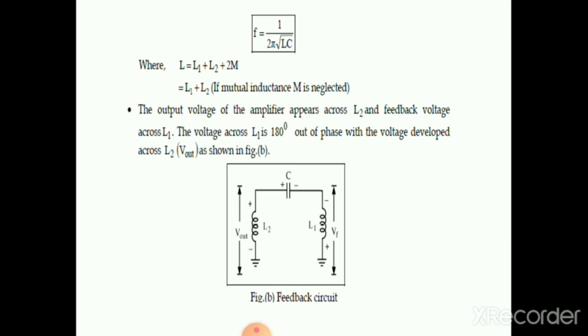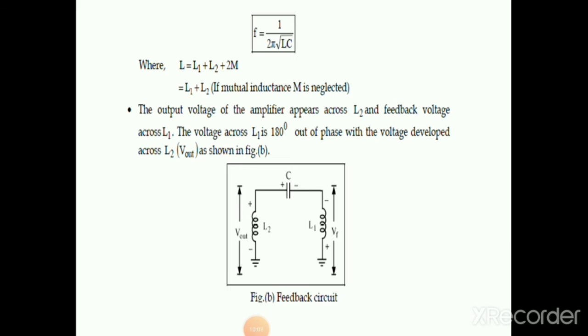The voltage across L1 is 180 degrees out of phase with the voltage developed across L2 as shown in the figure. Because we are using a CE transistor, common emitter mode, the output of common emitter is 180 degrees out of phase with the input. So the voltage across L1 is 180 degrees out of phase with the voltage developed across L2.